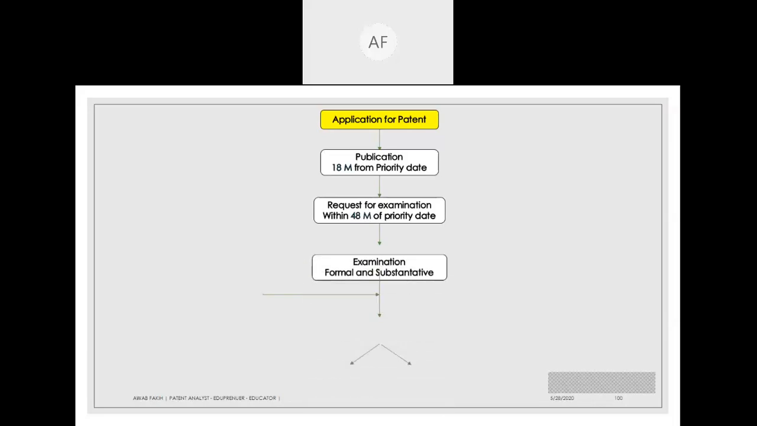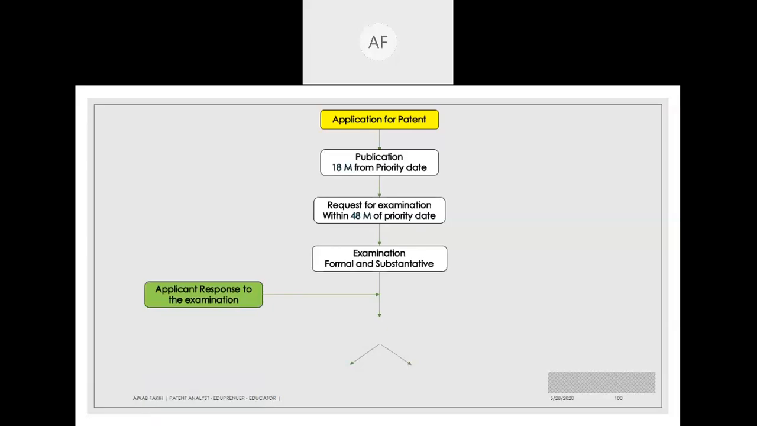After that, the formal and substantive examination is done. Then you, as an inventor or owner, have to answer all the queries. After you answer all the queries, the controller and the examination team you'll be facing have to provide an answer. The answer has two possibilities: either they will grant it, or they will reject it. Right, my dear friends? Either the answer would be yes, or the answer would be no.